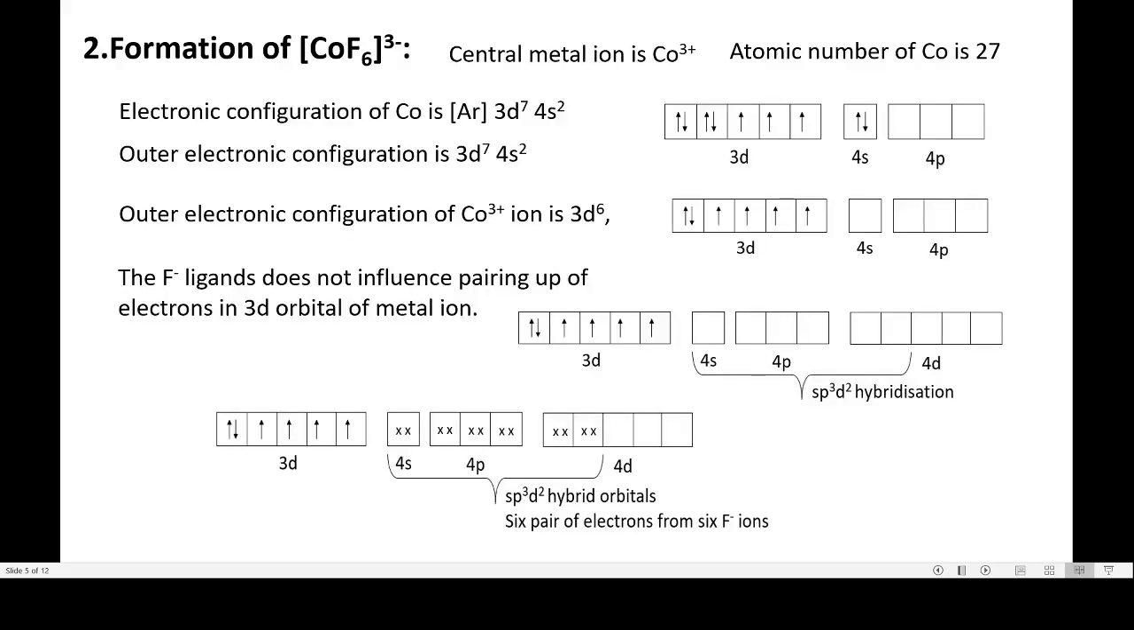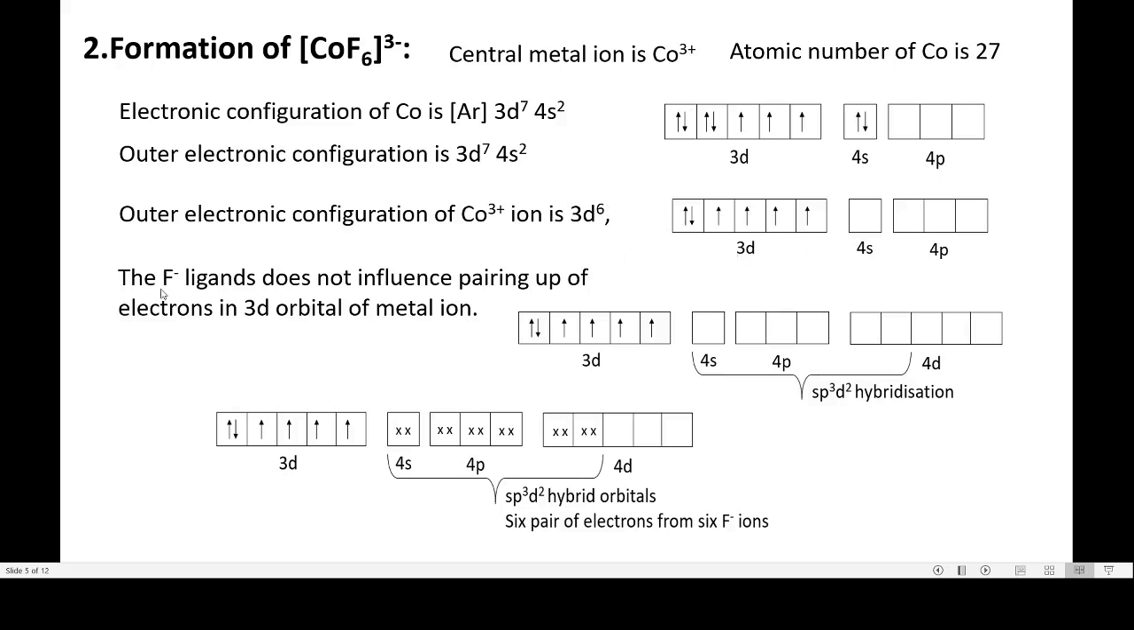Let us consider the formation of hexafluorocobaltate(3) complex ion. So in this complex also the central metal ion is cobalt 3+ ion. So the outer electronic configuration of cobalt is 3d7 4s2, which can be represented in the box diagram 3d7 4s2. So cobalt 3+ ion will be formed by the loss of 3 electrons. So its outer electronic configuration is 3d6.